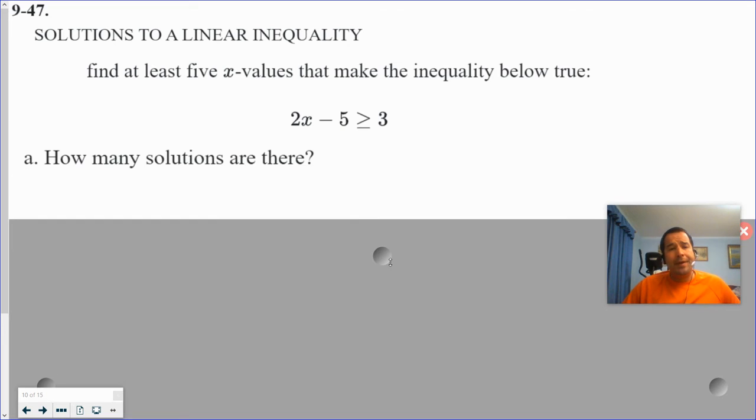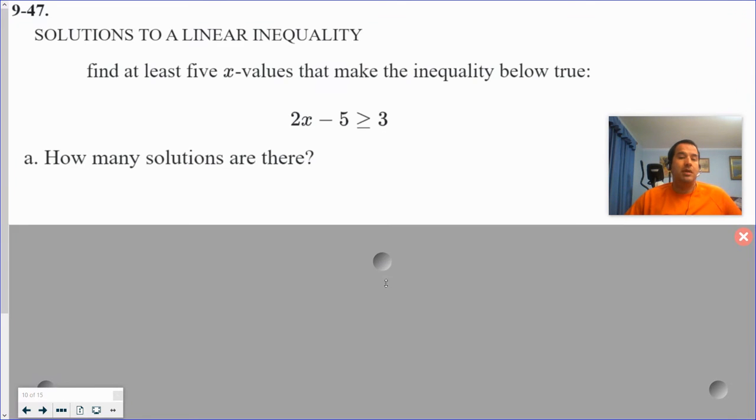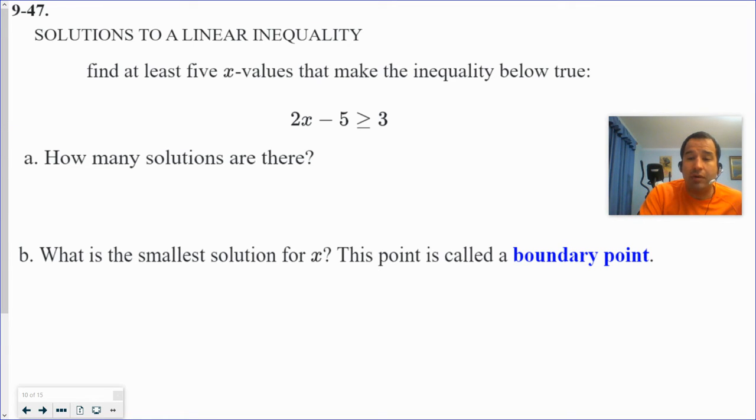Okay. How many solutions are there? Well, I know based on what I'm saying that I have an infinite number of solutions. However, one is the important one, and that is, what's the smallest solution for x? That point is called the boundary point. Okay, how could I find the solution? Well, one of the things I want you to focus on when you're trying to find the boundary point is to just solve this inequality as if it were an equation. So I'm actually just going to replace the inequality with an equal sign and solve.